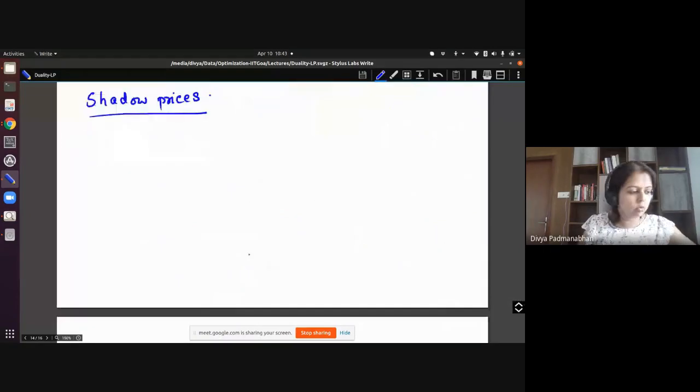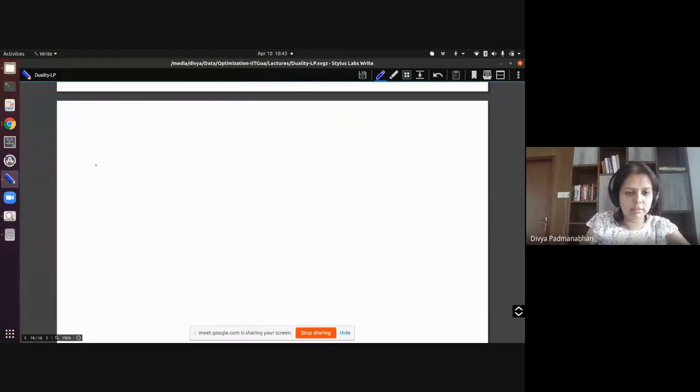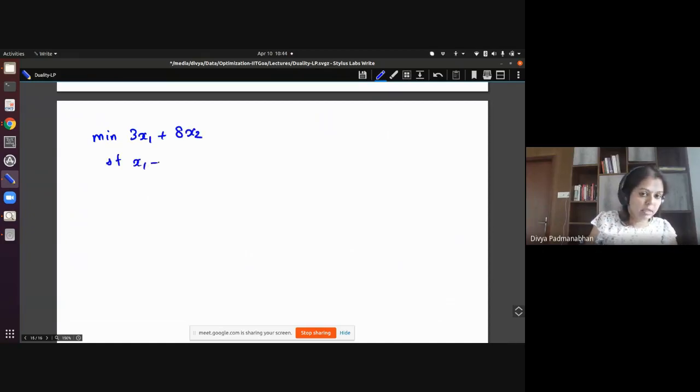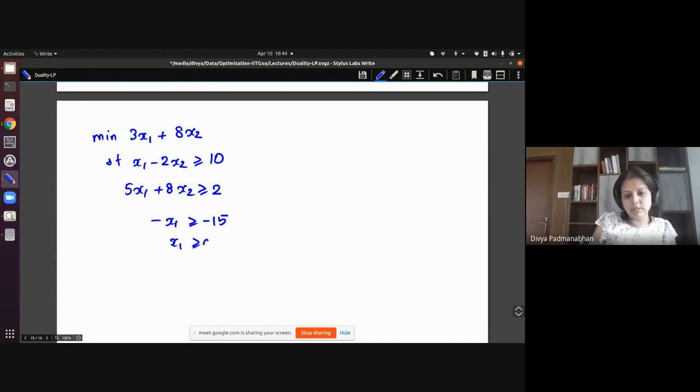Let me just write it once more so that it's kind of clear. So you had min 3x1 plus 8x2 such that x1 minus 2x2 greater than or equal to 10, and 5x1 plus 8x2 greater than or equal to 2. And you had minus x1 greater than or equal to minus 15 and x1 greater than or equal to 0.